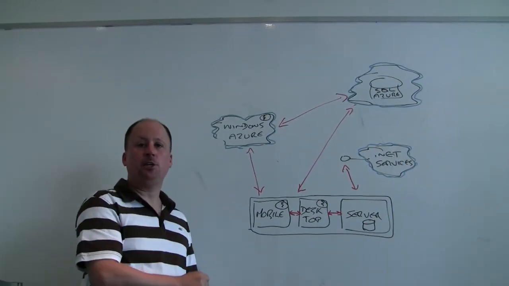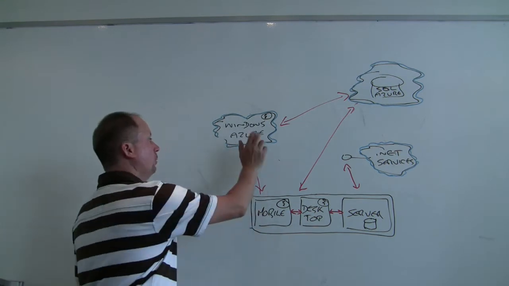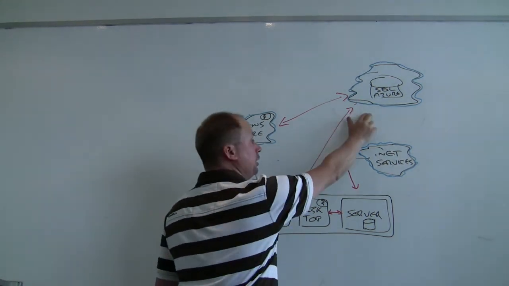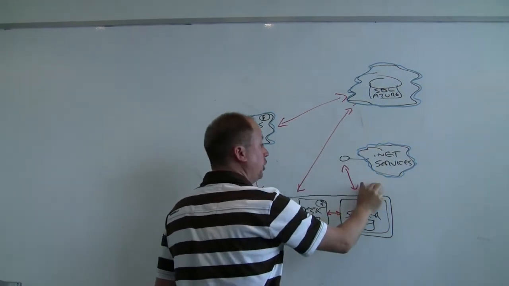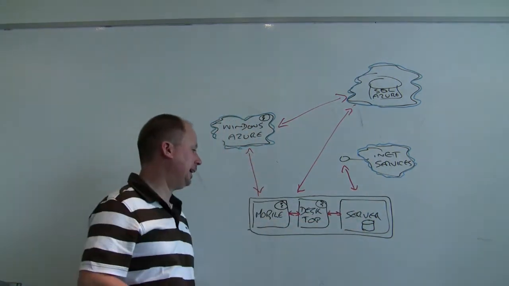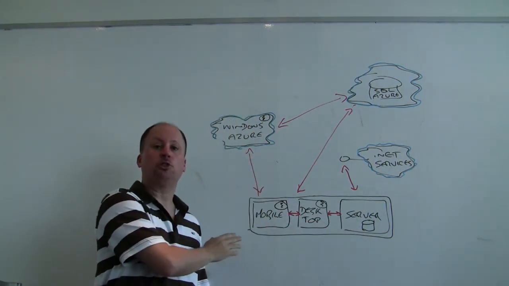So these are the three new components that form the Azure platform. We have Windows Azure itself, SQL Azure, which is what we're focusing on today, and .NET Services. And they're all up in the cloud. And what they do is they complement the more traditional platform.